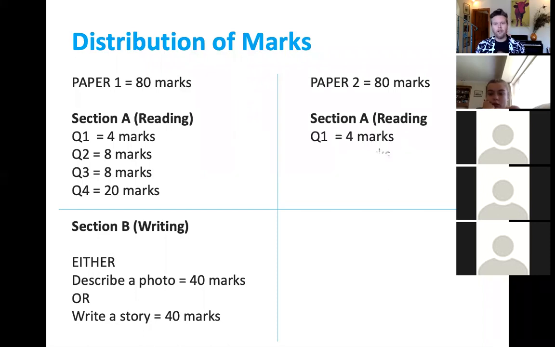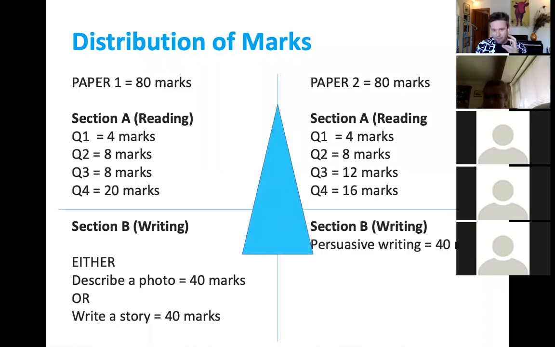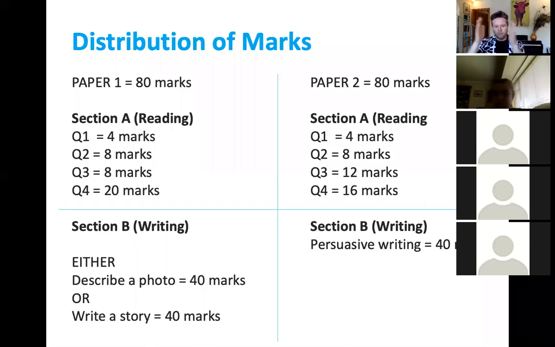Question 1, again, is 4 marks, so don't spend too much time on the earlier questions. Question 2 is 8 marks, then 12 marks, and 16 marks for question 4. And again, section B is another 40 mark question. So it's a very similar structure for paper 1 and paper 2, so the timings are relatively similar, which we'll go on to.